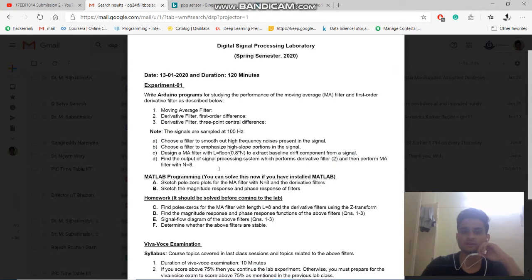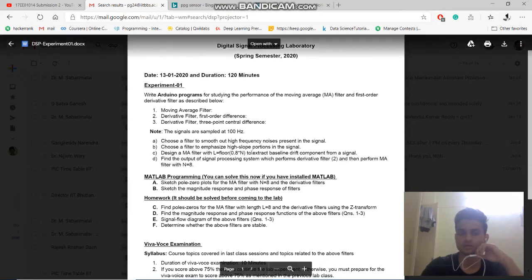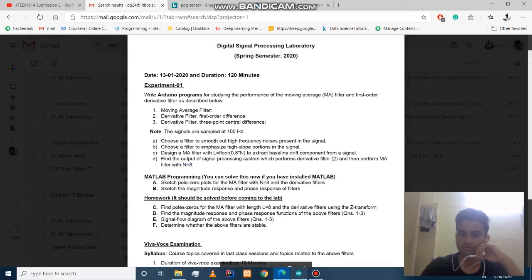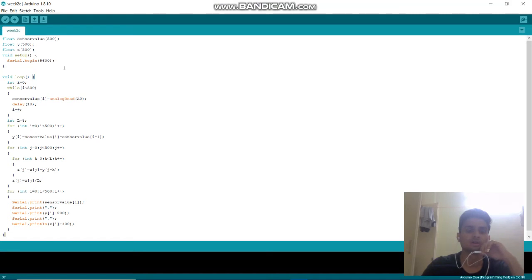For our final filter, we have to design a signal processing system which performs a derivative filter and then performs a moving average filter with length n equal to 8. So this is our code implementing this filter. Again here we took sensor value, it will store the input from the sensor. Then y will store the derivative filter, and z will be the moving average filter after the derivative filter. Again we took the input from the sensor with a delay of 10 milliseconds.